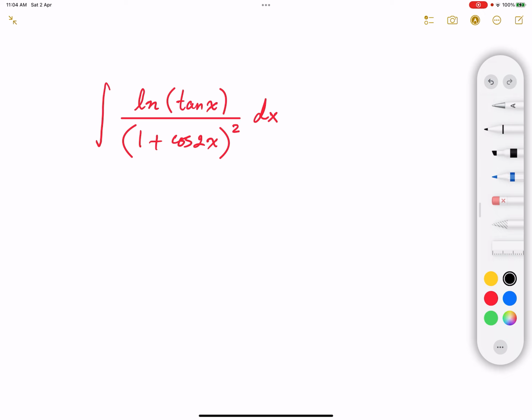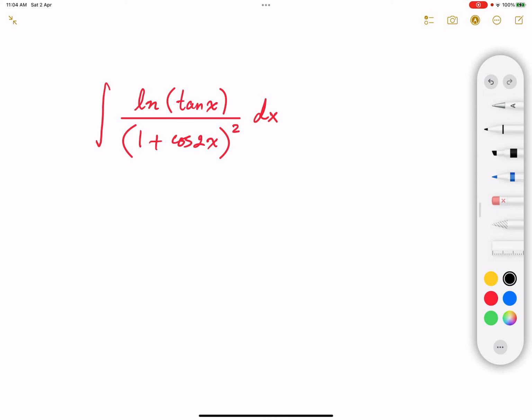Now we can notice that inside the natural logarithm there's a tangent of x. So if we can find a way, for example, to let the tangent of x equal u by using a simple u substitution, then we need its derivative.